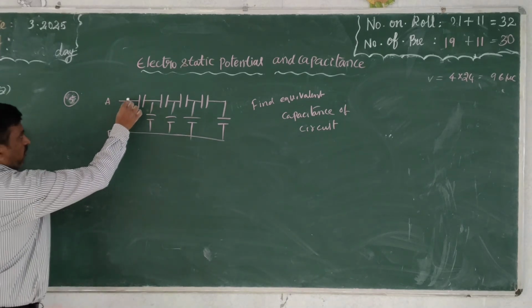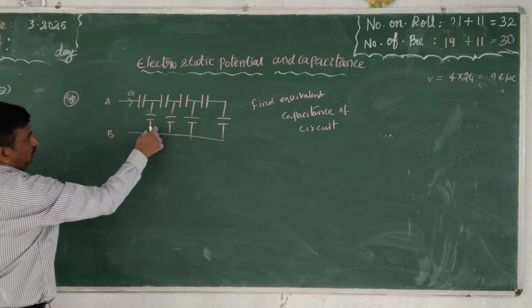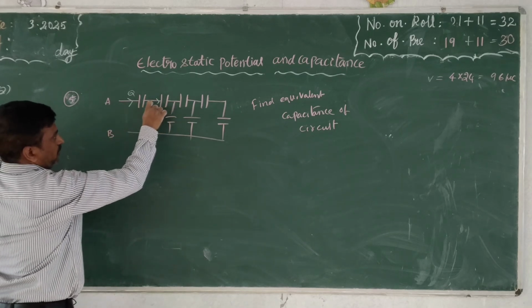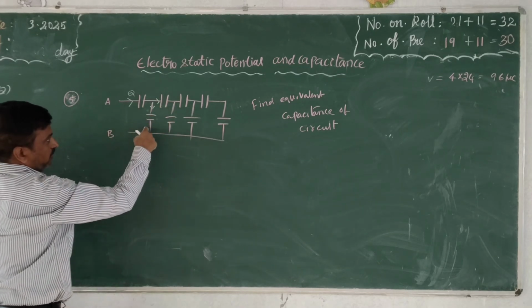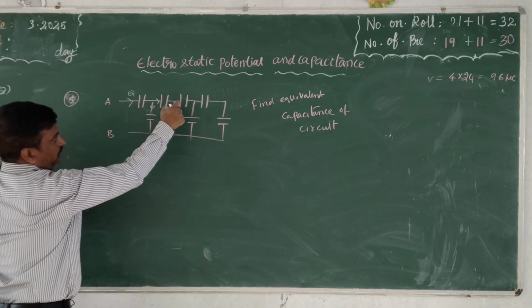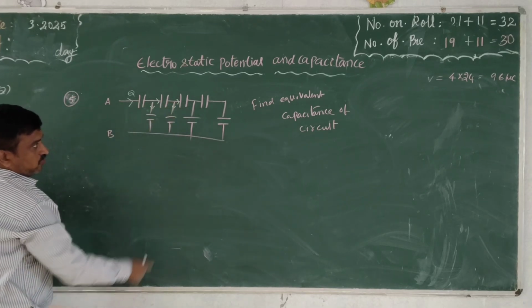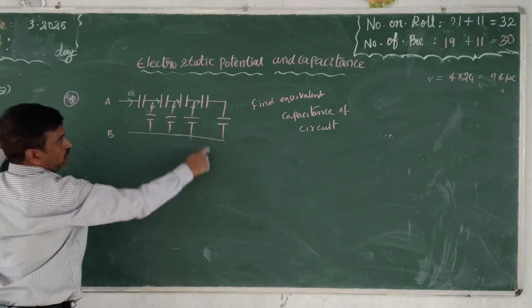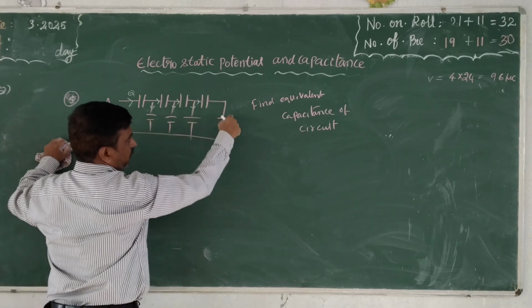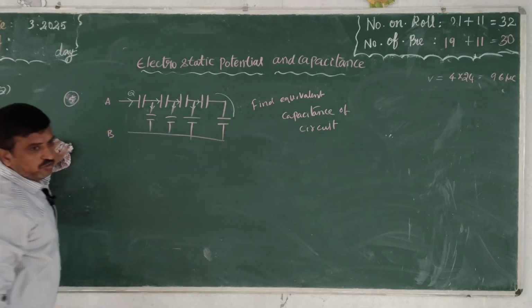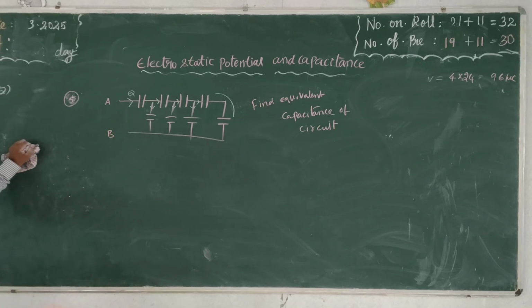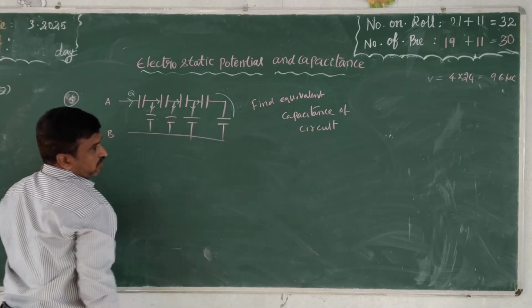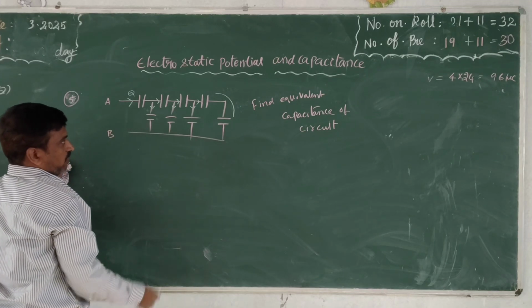See here, charge q is there, and here two paths are there, so the charge is divided. Again it is divided here. Where the charge is the same, it means series combination. Different charge means parallel combination. These two will be in series combination. Before that, we can give the values here.